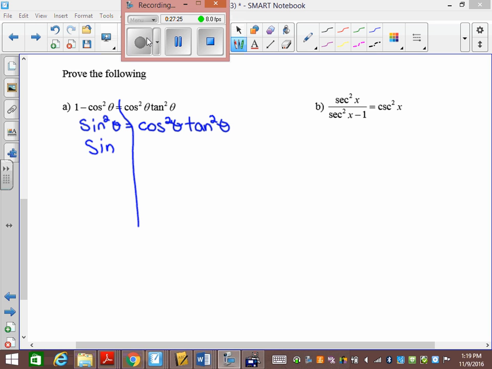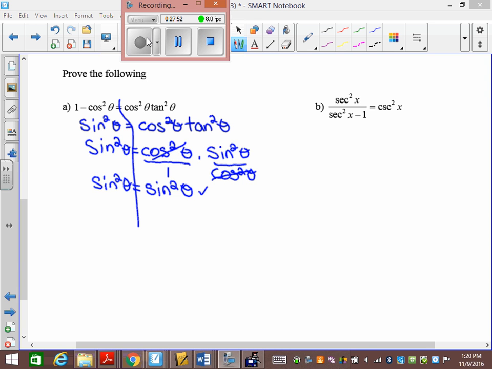So sine squared theta equals cos squared theta times sine squared theta over cos squared theta. Is anyone seeing something cool here? Or at least making you a little happy? So this time we did a little bit on both sides, right? Proved it to work. You try B. A hint to B is secant squared x minus 1 is a Pythagorean theorem identity.